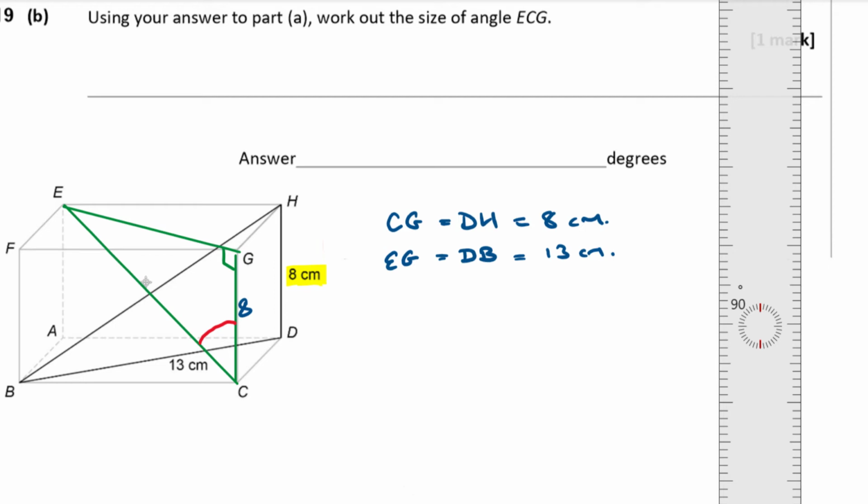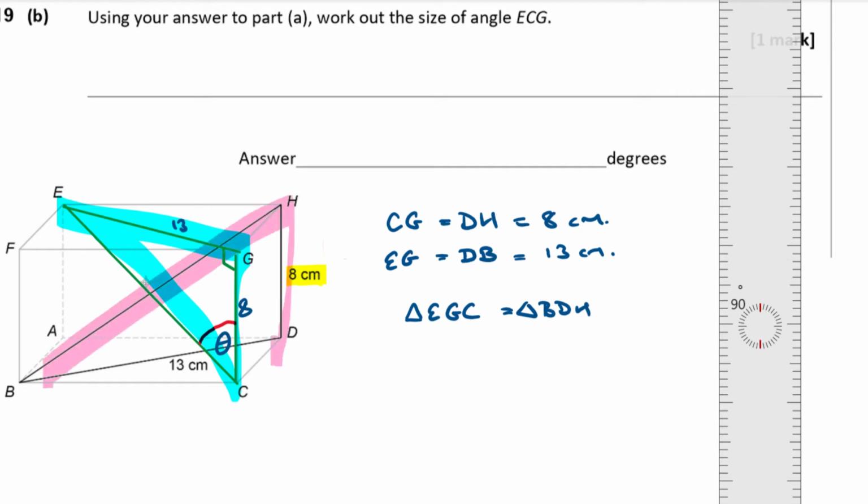So what is that angle down there then? If that's 13, and if this is my angle, let's just mark it theta again. At this point we could just use trigonometry again, but you could also notice that we've got congruent triangles here, haven't we? My triangle EGC is congruent to, it's the same thing as this other triangle, BDH.